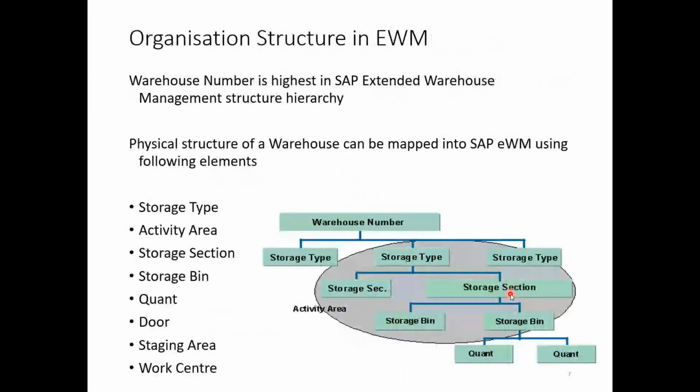Okay, and then we have the organization structure for the EWM. So we have a warehouse, which is divided into different storage types. The storage types are further divided into storage sections, and the last spot where your products are stored is the storage bin. The quant is just the characteristics of the material. And in EWM, we have the additional concept of activity area, which is about grouping of the bins based on what activities we are doing in that bin.